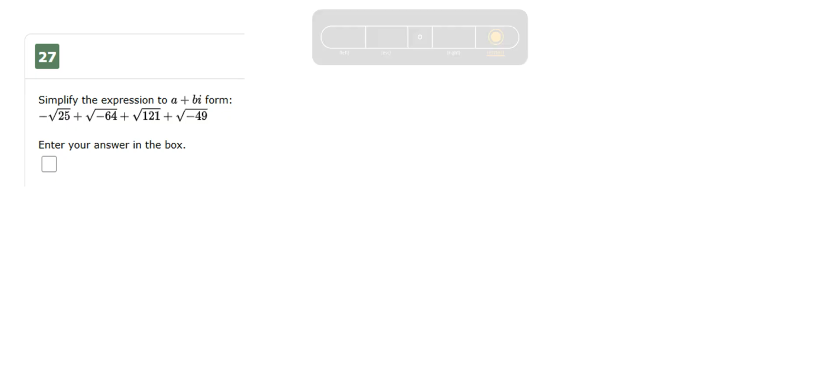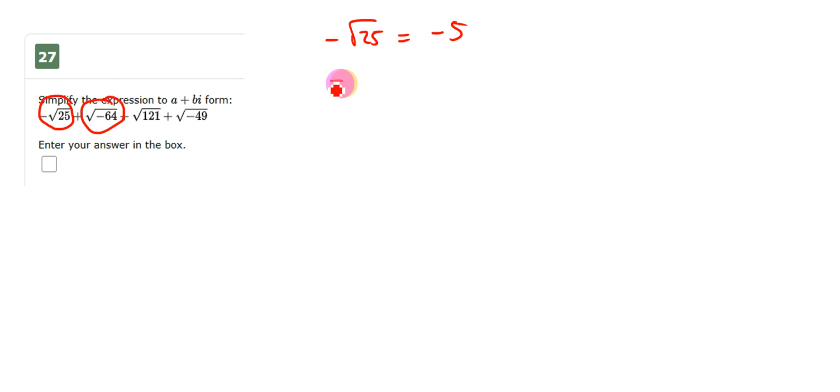All right. So here we need to do everything, so let's take it piece by piece. Negative square root of 25 is just negative, and the square root of 25 is 5. So now let's take negative square root of negative 64. That's going to be 8i. The square root of 64 is 8, and we get rid of the negative with the i.